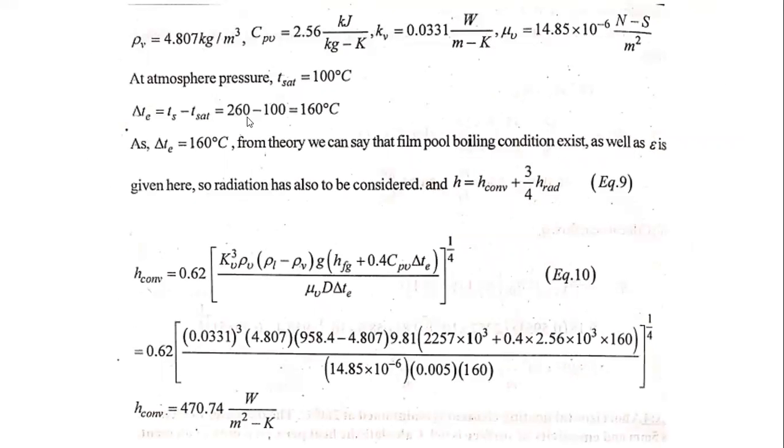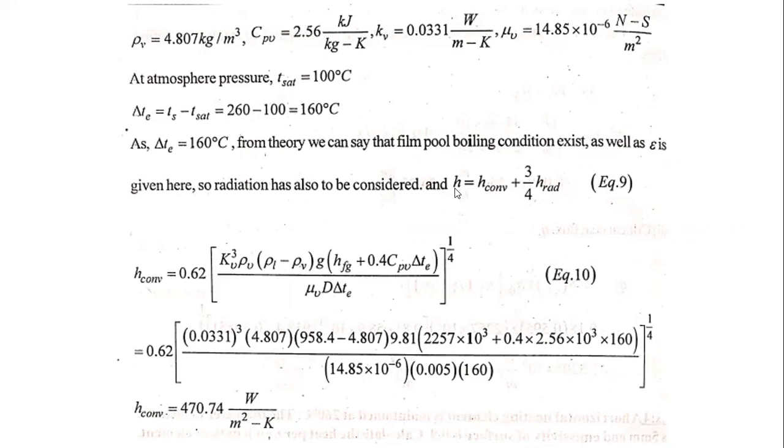Then after that, we have to take the T saturated value at 1 atmospheric pressure, because the pressure is not given. So it is 100 degrees Celsius. So the excess temperature is 260 minus 100 degrees Celsius, which gives 160 degrees Celsius. So from theory, film pool boiling condition exists. As emissivity epsilon is given, the radiation is also considered.